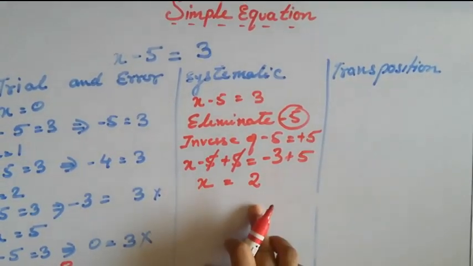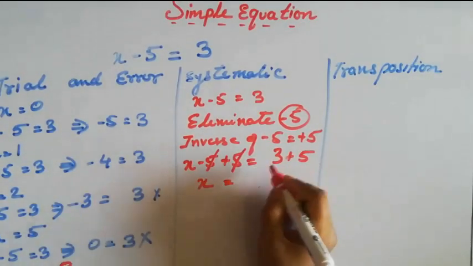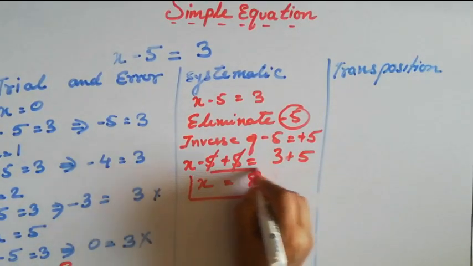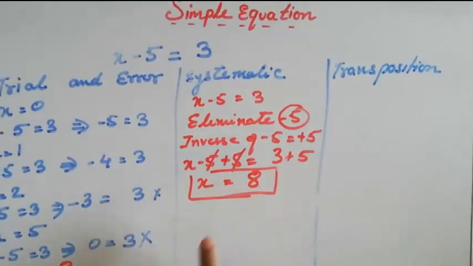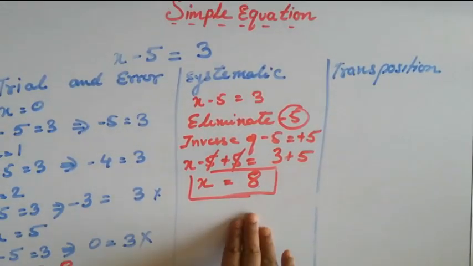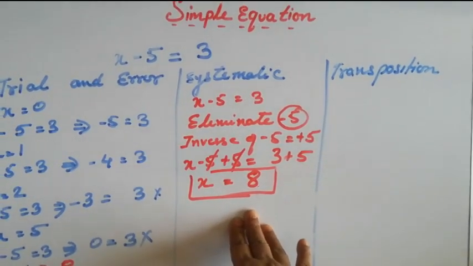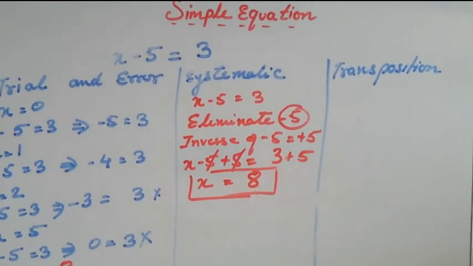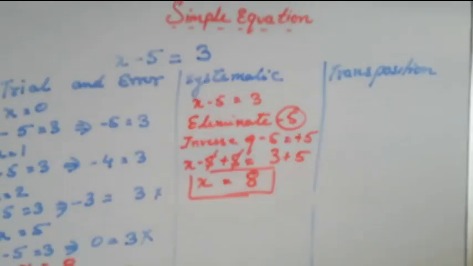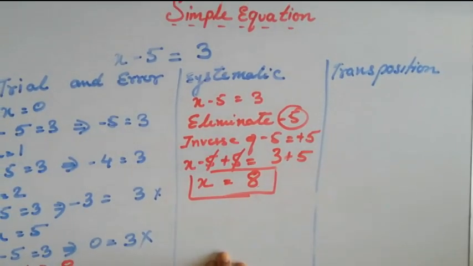Clear? So here this is 8. X equal to 8, 5 plus 3, 8. Okay, so here we have isolated the variable, and in the other method we were assuming the value. We assume that if x equal to 8, then LHS equal to RHS. Here we have isolated the variable and we get the value, the solution, the value of the variable.